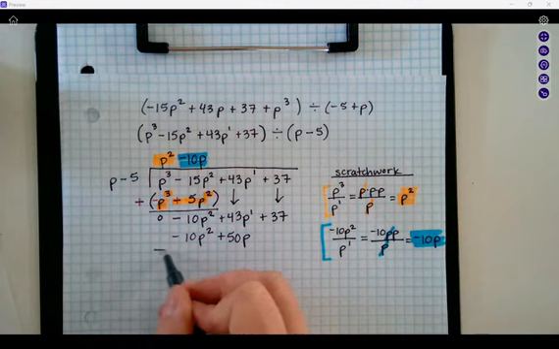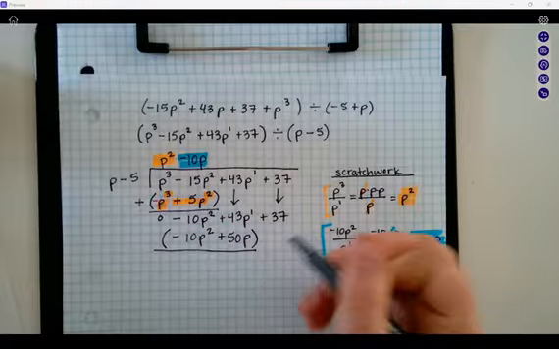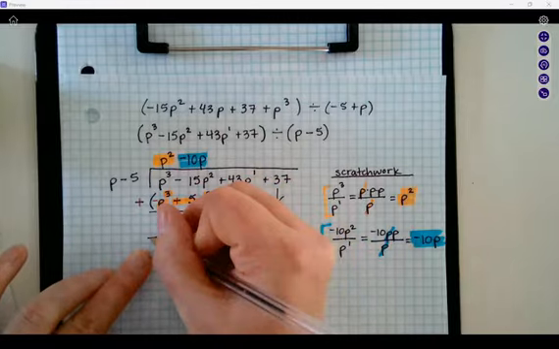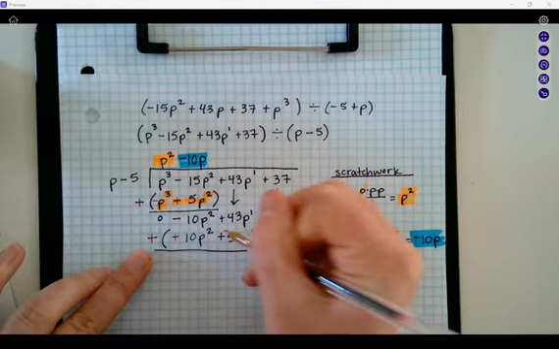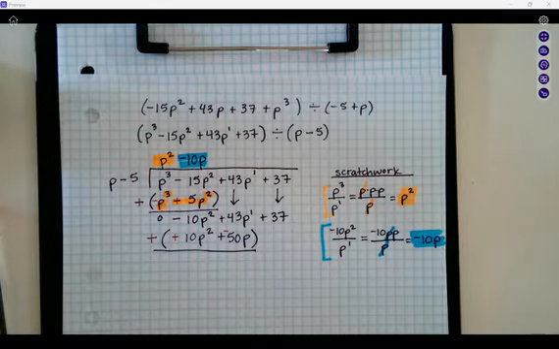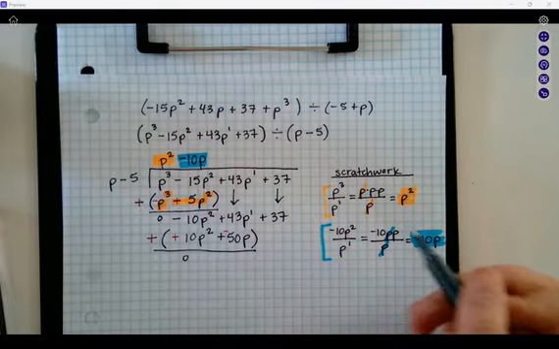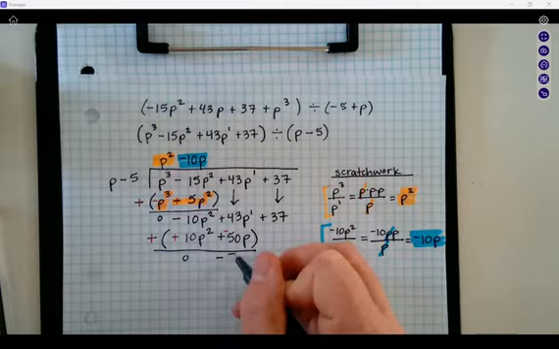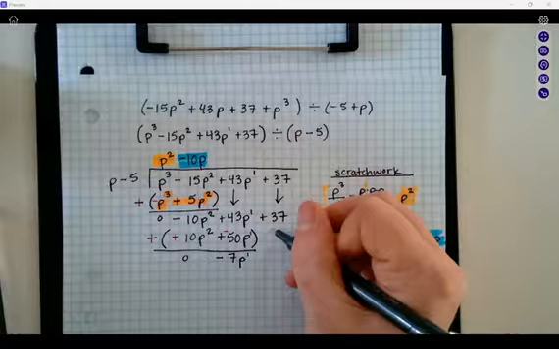I need to subtract that result from the previous line, so I'm going to hug it with parentheses, put a subtraction sign out front, and I am going to distribute. So I'm going to change this from subtraction to addition of the opposite, or negative, so I'm flipping these signs. So negative 10p squared plus 10p squared is 0. 43p plus negative 50p is negative 7p. Both of these are to the first power. I'm going to bring down that 37.